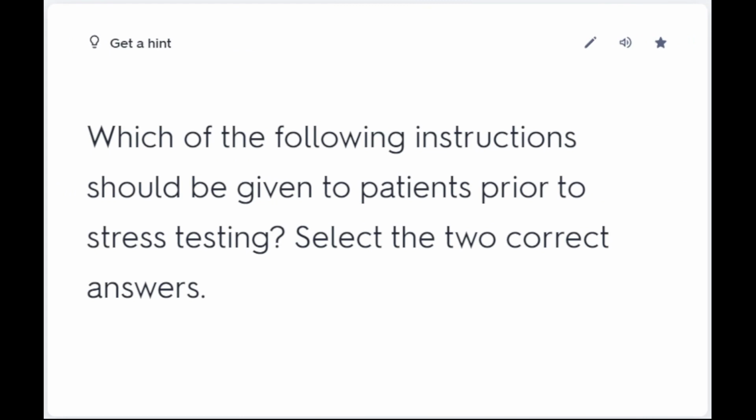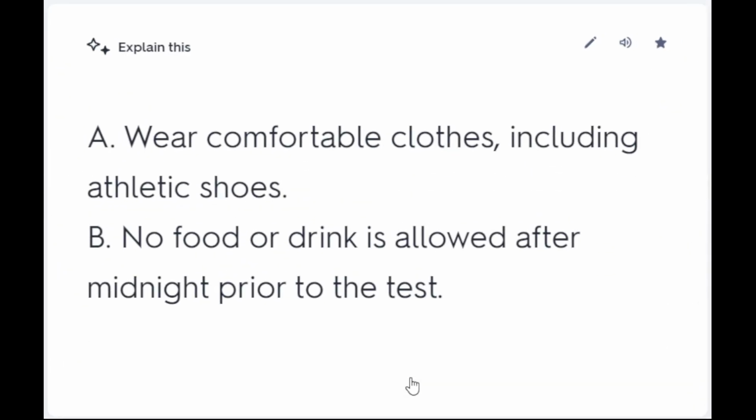Which of the following instructions should be given to patients prior to stress testing? Select the two correct answers. A. Wear comfortable clothes, including athletic shoes. B. No food or drink is allowed after midnight prior to the test.